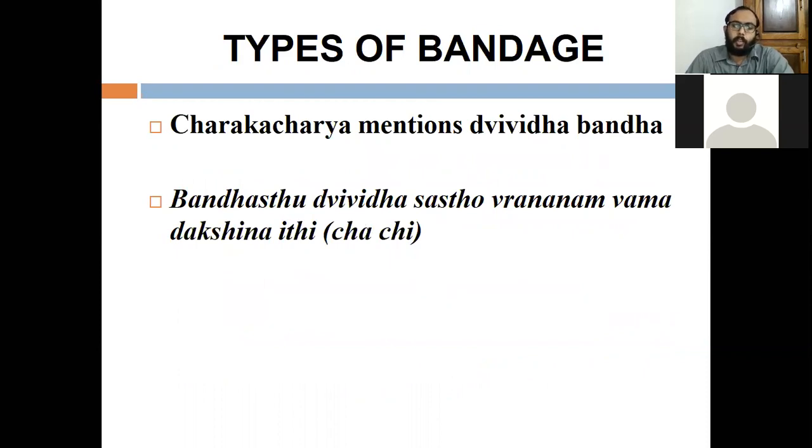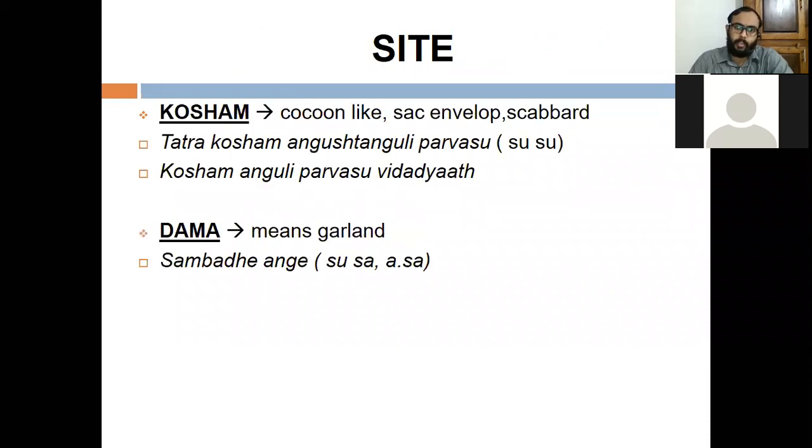Actually, when coming to the rules of bandage, it is explained like this: the bandage should be from inward to outward. Bandage should be from medial to lateral. So if we are bandaging a patient's right hand, then it's from medial to lateral like this. And when it comes to the left hand, medial to lateral will be just opposite. This is the basic division told by Acharya Charaka. This is Dvividha Bandha, Vama and Dakshina.